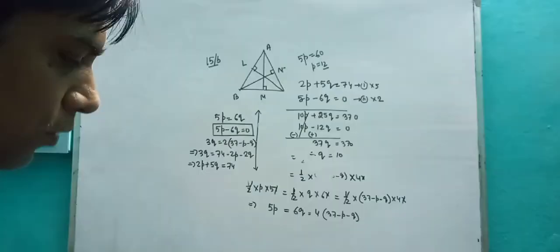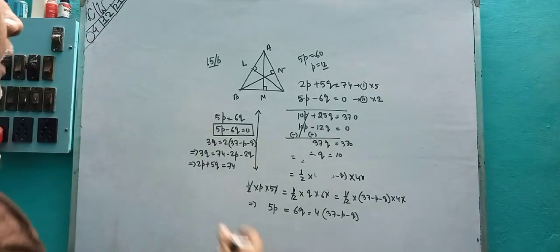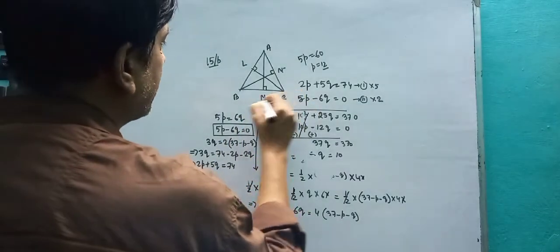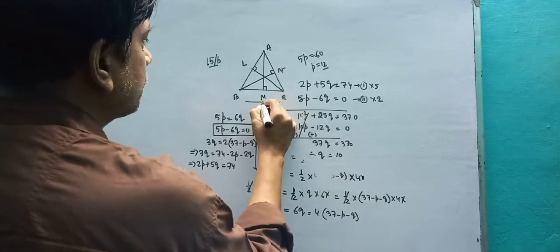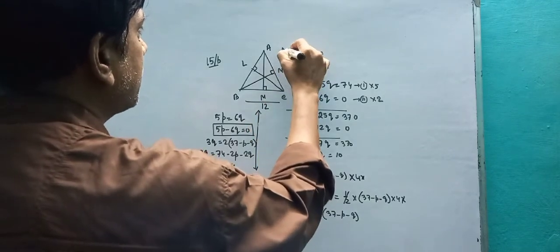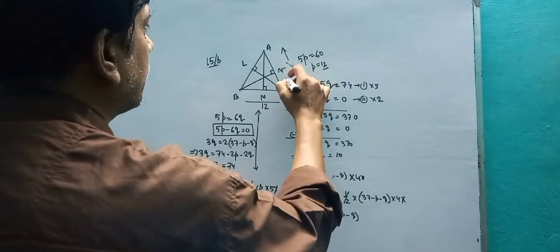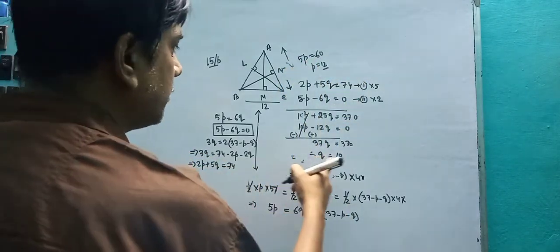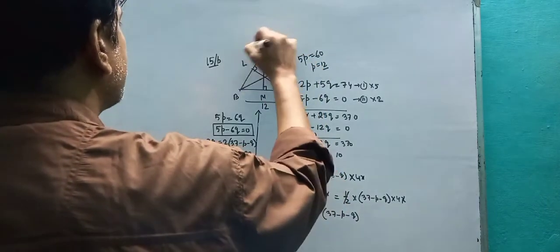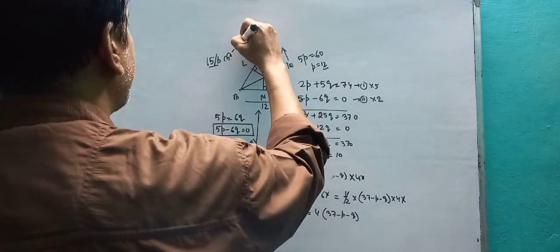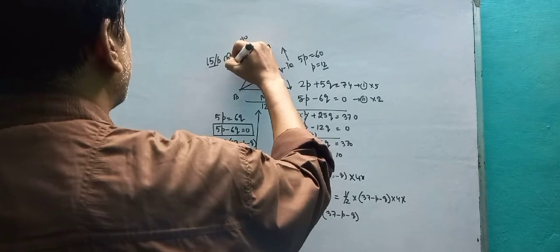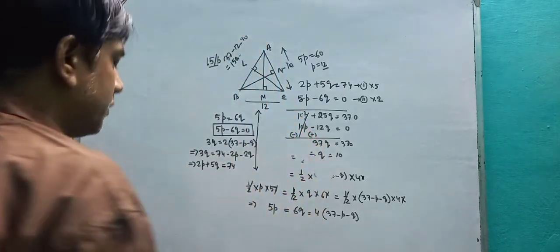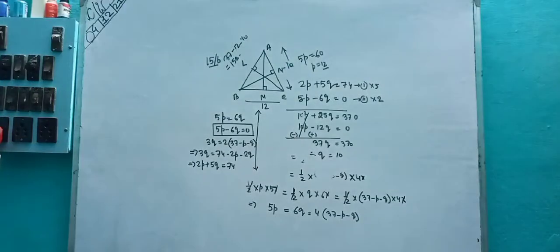Okay, so the answer: the sides you get, P means this side is 12, this side is Q, and Q is 10. So this portion is 37 minus 12 minus 10, which is 15. The sides are 15, 10, 12. Okay, so you have to complete this part up to this. Next I will discuss more maths. Goodbye.